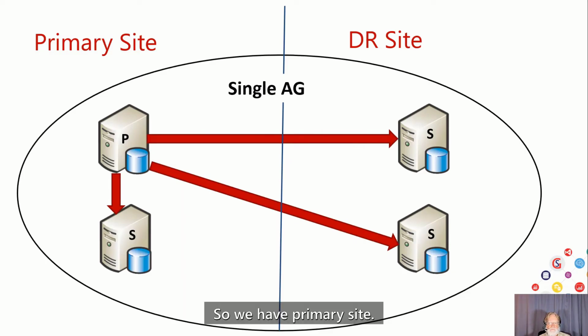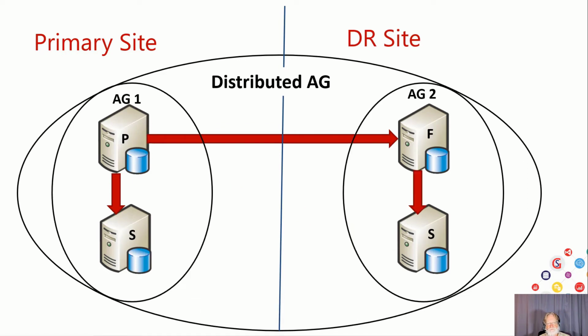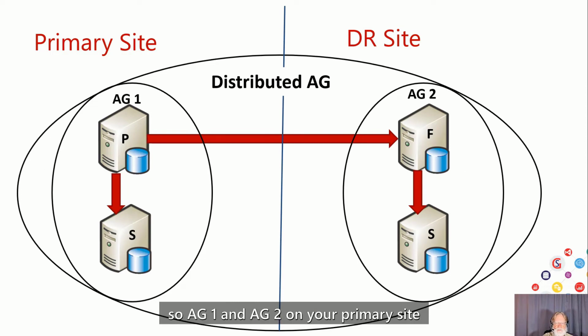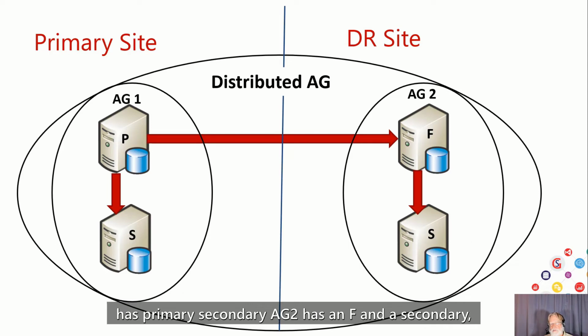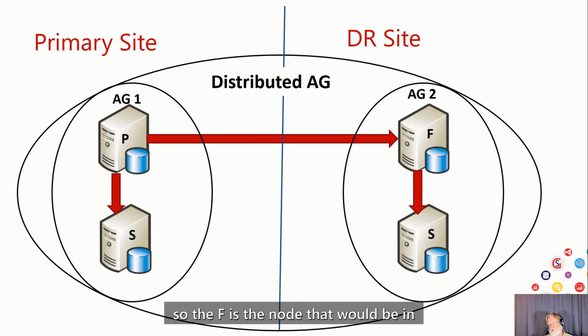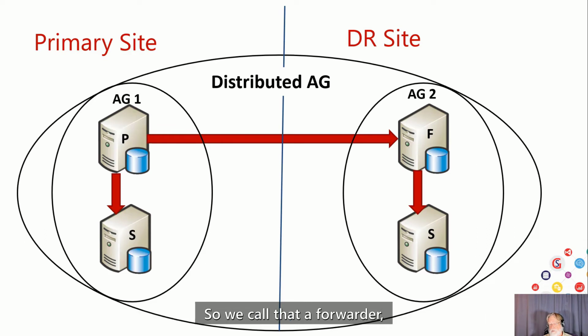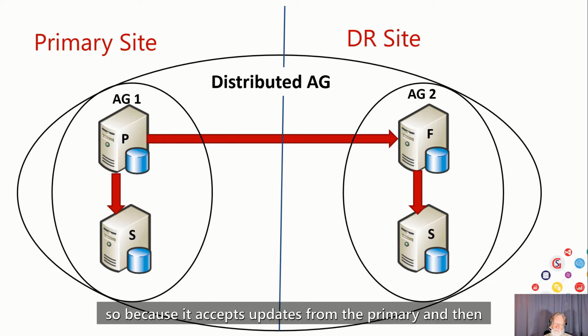So you have a primary site with a single availability group. You have a primary, secondary, and this is all one cluster. With a distributed AG, you have two different clusters and two different AGs. So AG1 and AG2. AG1 on your primary site has a primary and secondary. AG2 has an F and a secondary. So the F is the node that would be the primary node, except it's on the secondary side of the distributed AG. So we call that a forwarder, because it accepts updates from the primary and then forwards it to all the other nodes locally.